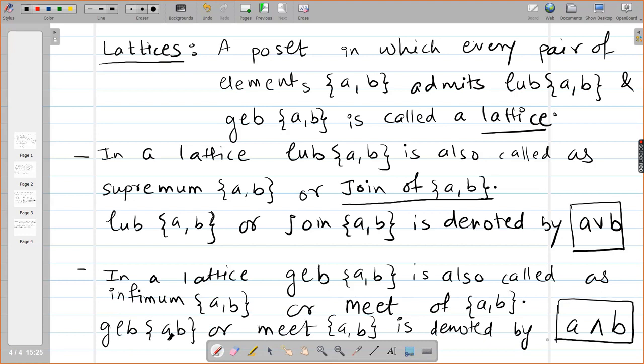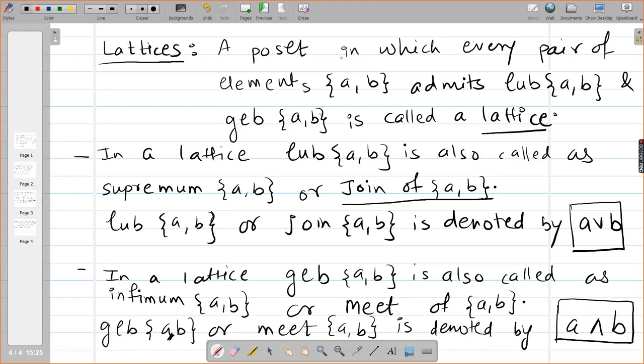For example, GCD of 2 and 3 is 1, and LCM is nothing but join. LCM is 6. GCD is GLB. It is 1. Have you understood it, girls? Yes, ma'am.